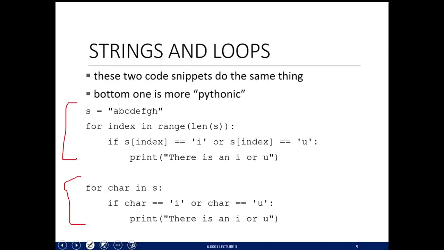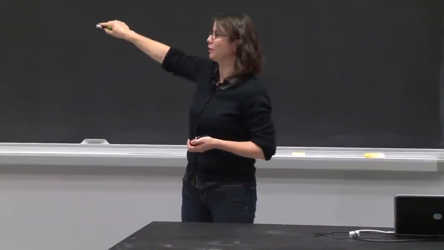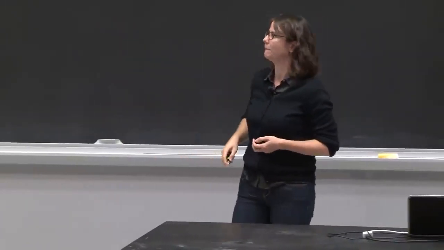If I were to read this one just using the keywords and variables here, it would sound like broken English, right? But you could decipher what I'm trying to say. For a char in a string s, if the char is equal to i or a char is equal to u, print there is an i or a u. Okay, sounds weird, but you could probably tell what I was trying to do here.